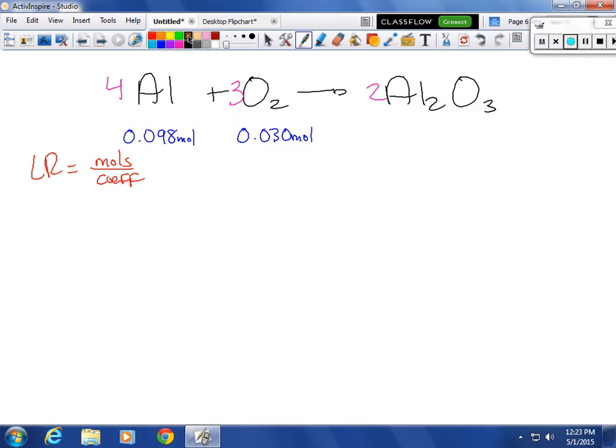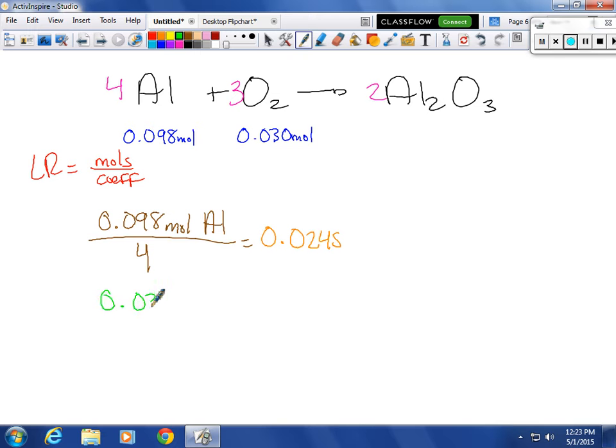All right, so let's start with aluminum. I have 0.098 moles of Al, all divided by what number? Why 4? That's the coefficient. Somebody help me out with that number. Okay, and then the other one is 0.030 moles of O2 divided by what number? Why 3? That's the coefficient. Very good. All right, so somebody help me out. That's just 0.01.